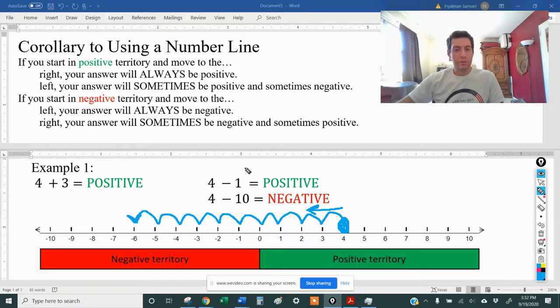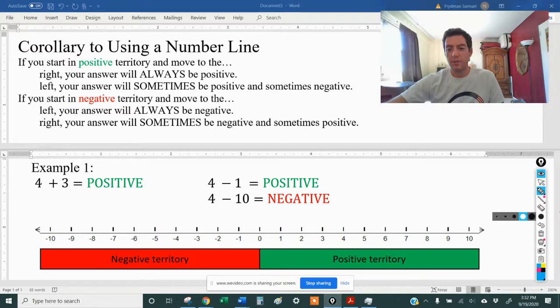And basically, you should be able to convince yourself that if we start at 4, if we move to the left, then if that second number is less than 4, we're still going to end up in positive territory. But if that second number is greater than 4, then we're going to end up in negative territory. We would pass 0 and end up in negative territory. Let's move on to another example.